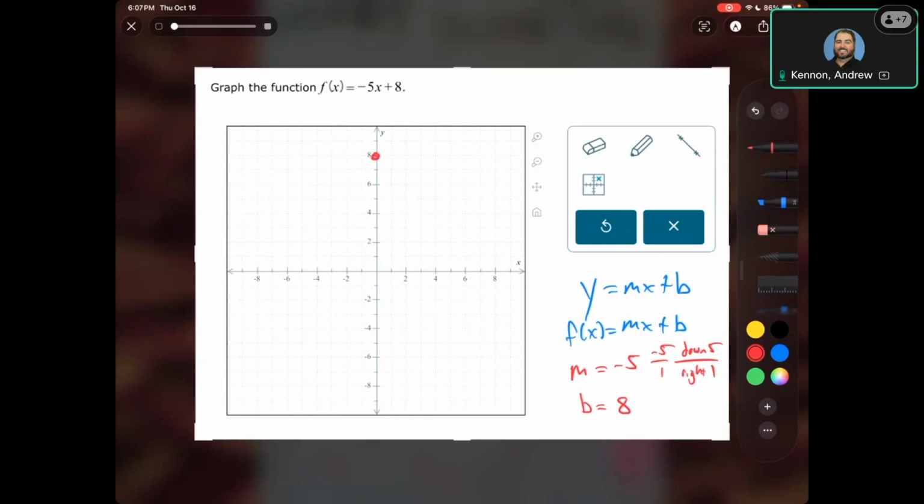So I start at my y-intercept, and then I do what my slope says. I go down 5, to the right 1. Okay, so I started at 8, and then I went down 5, to the right 1. Down because it's negative. If it's up, you go positive, but always go to the right.